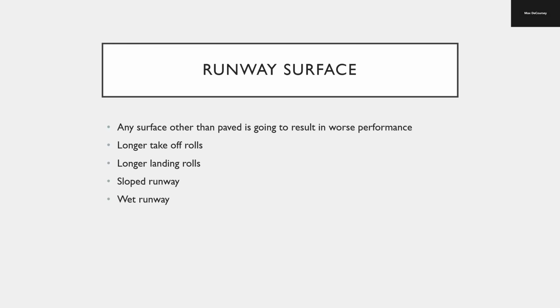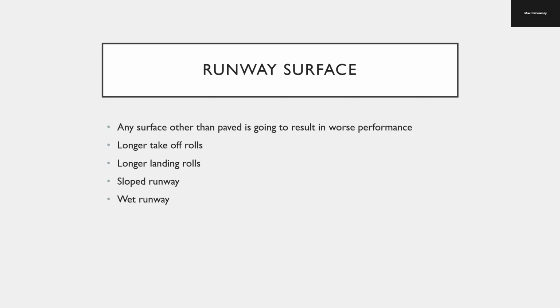You also need to think about sloped runways. Some runways are sloped. You can find in the AFD the slope of the runway. Usually it's minimal, but there's places that have a considerable slope. Okay, when you have a sloped runway, let's say you're taking off down a runway that is sloped downwards, so you're taking off downhill. That is actually going to decrease your takeoff roll, so that's a good thing for you.